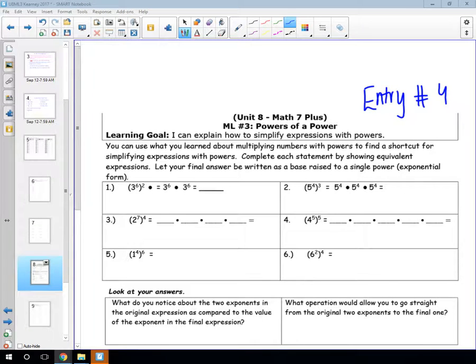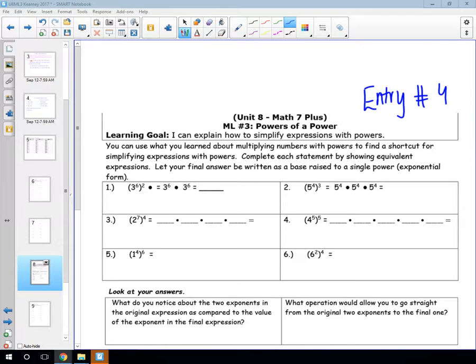By the end of today, I want you to be able to explain, if there was someone who's not here today, how to raise a power to a power. You might even go so far as to teach them the rule, but I want you to be able to understand why the rule works.